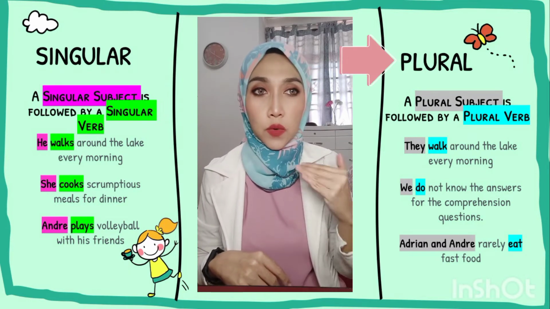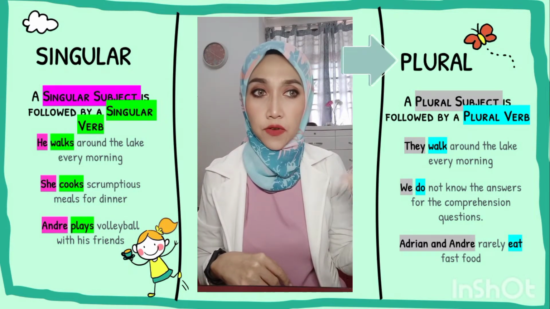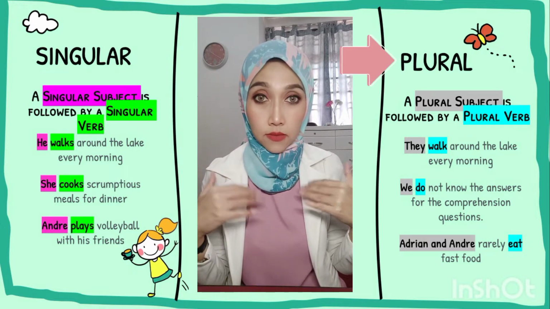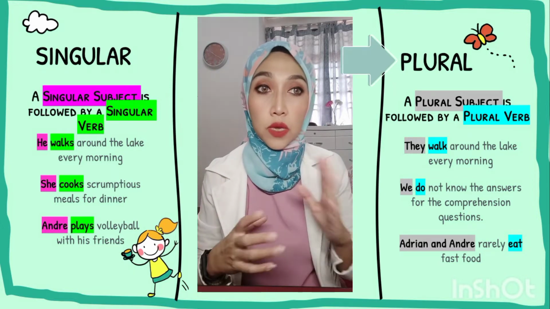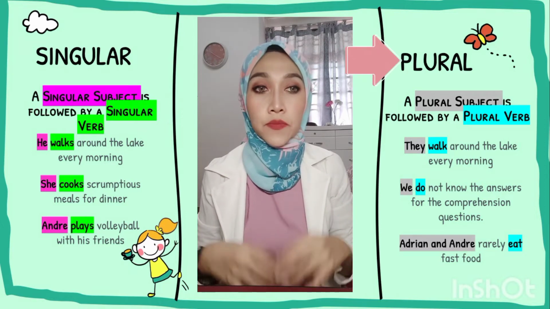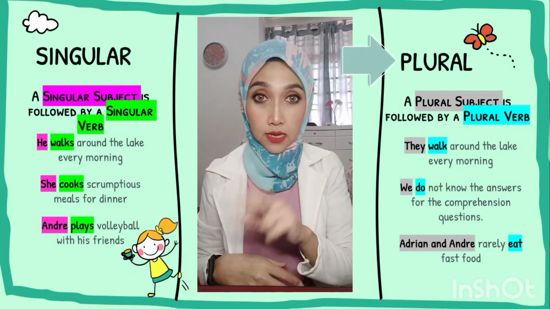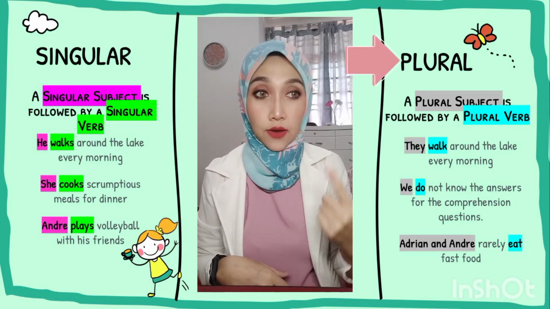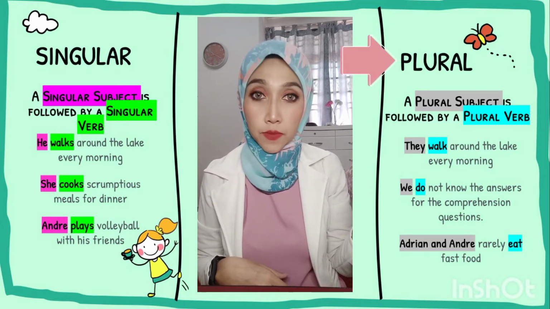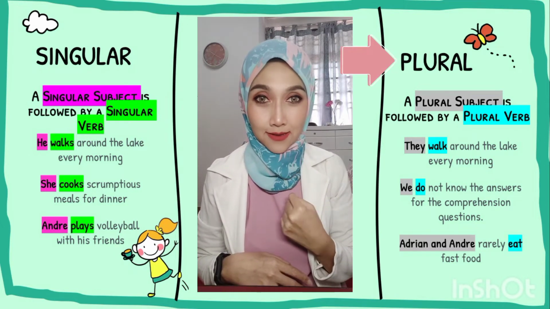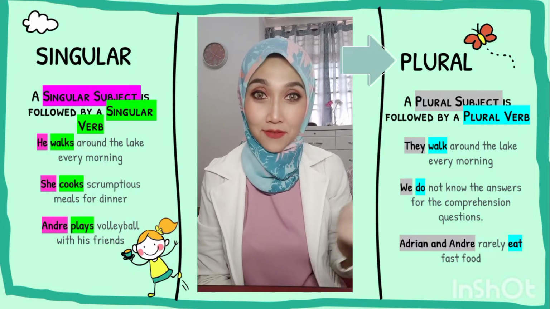Okay, next. We do not know the answer for the comprehension question. "We", more than one, right? We, kami. Okay, we. So we do, no S, right? Adrian and Andre rarely eat fast food. Two persons here, Adrian and Andre. Rarely eat fast food. So the verb here, makan, right? Eat. So no S because Adrian and Andre are more than one person. Got it? Very easy, right?